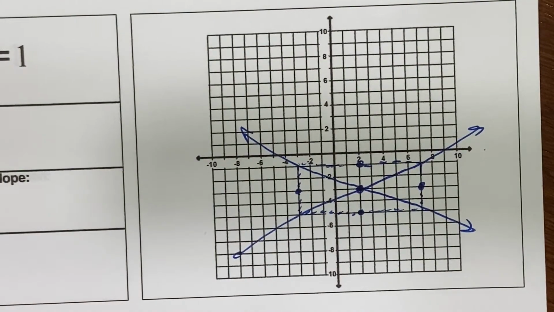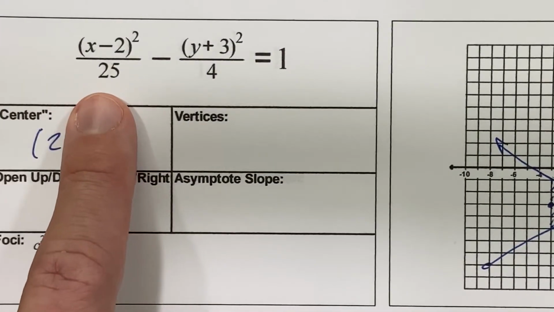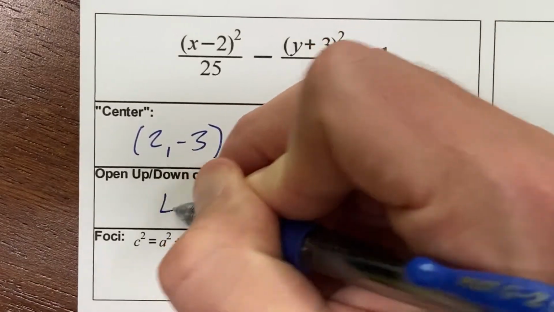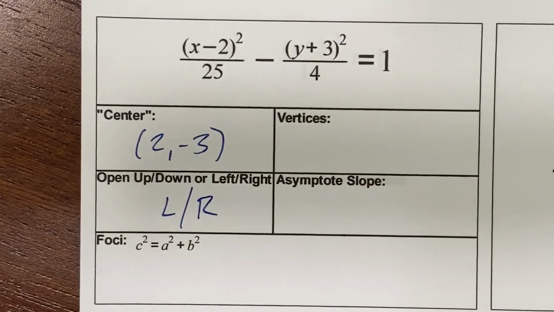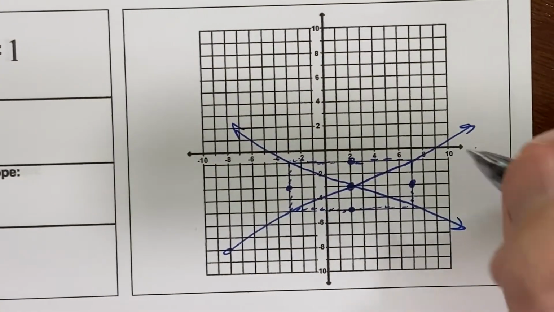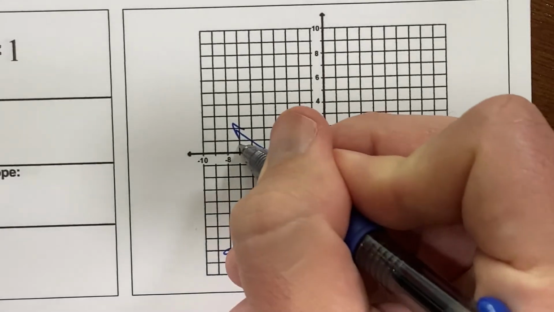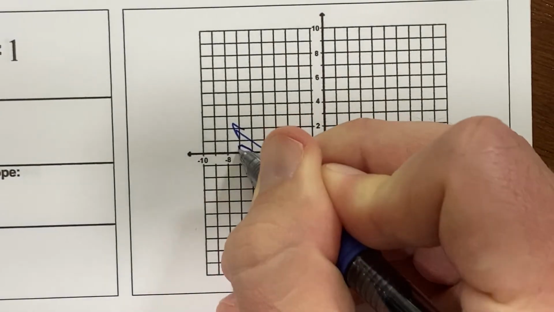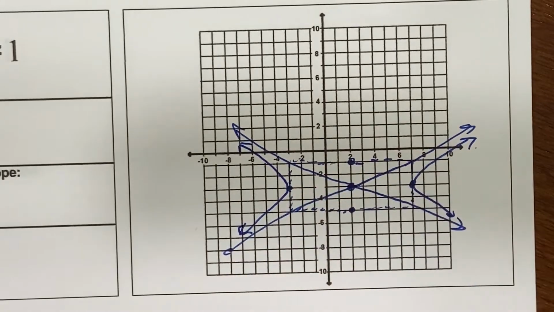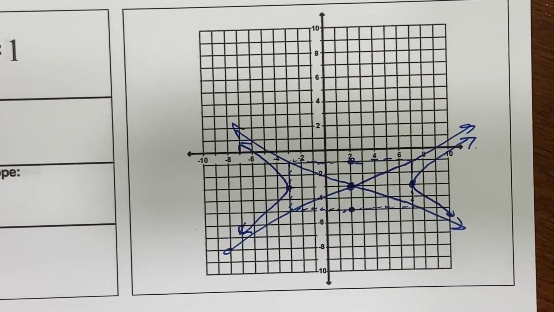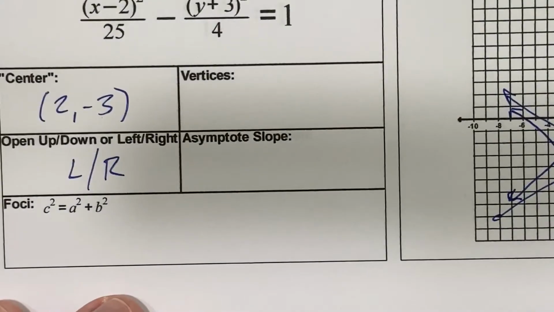And since the X comes first, that tells me that it's opening left and right. So right here, we could say left and right. And my graph would look something like this. Okay. And my vertices would be right there and right there. So that would be at 7, -3, and -3, -3.